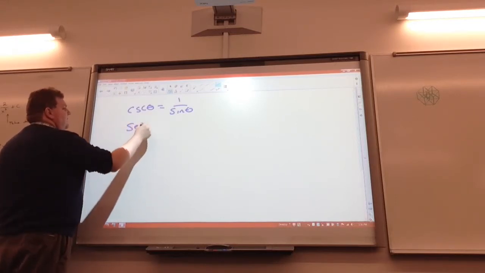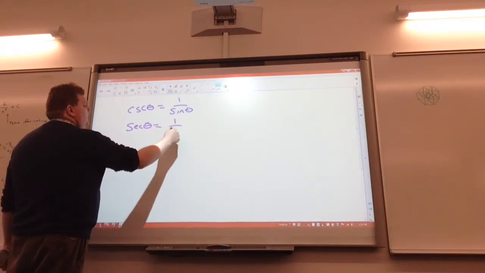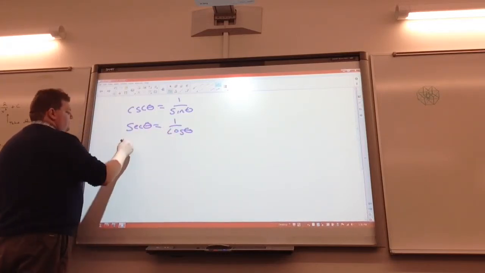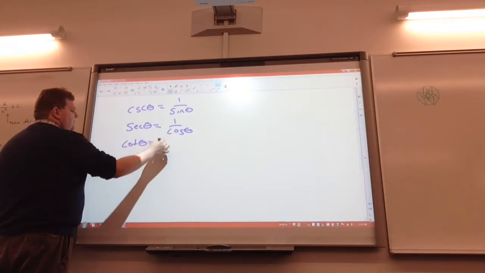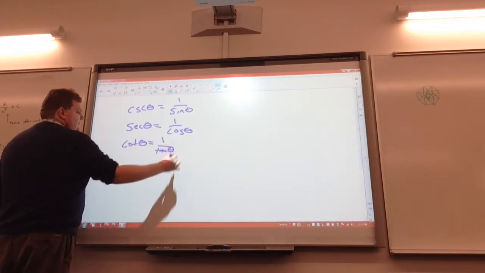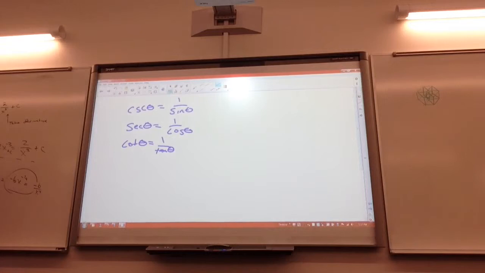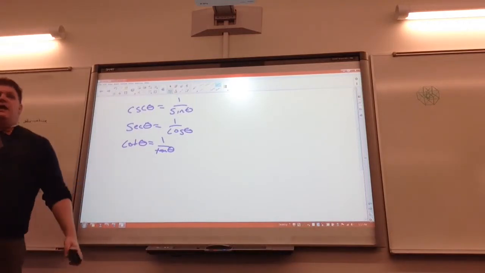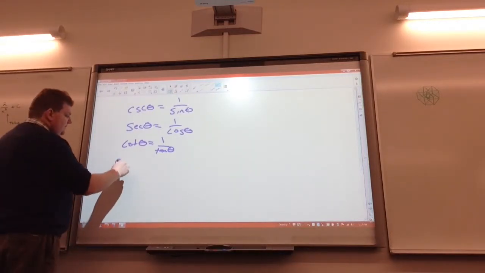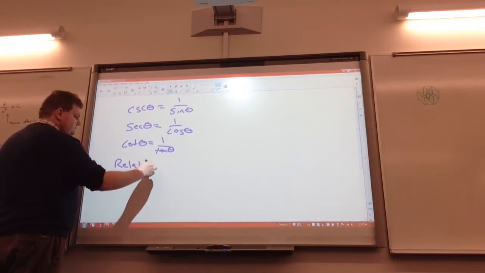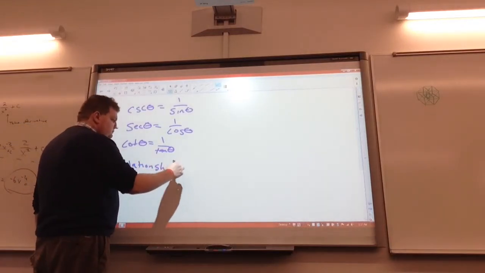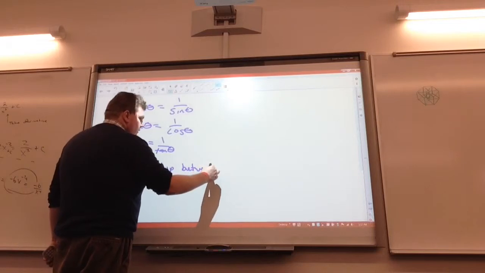Secant of theta is 1 over the cosine of theta, and the cotangent of theta is 1 over the tangent of theta. Likewise, the sine of theta can be written as 1 over the cosecant of theta. The cosine of theta can be written as 1 over the secant of theta, and the tangent of theta can be written as 1 over the cotangent of theta. This is the relationship between these trig functions.